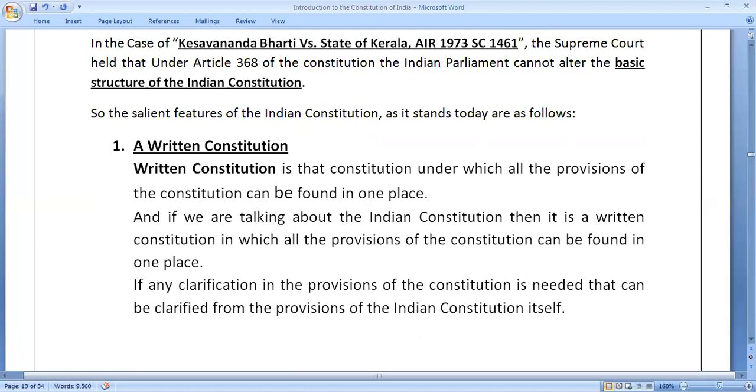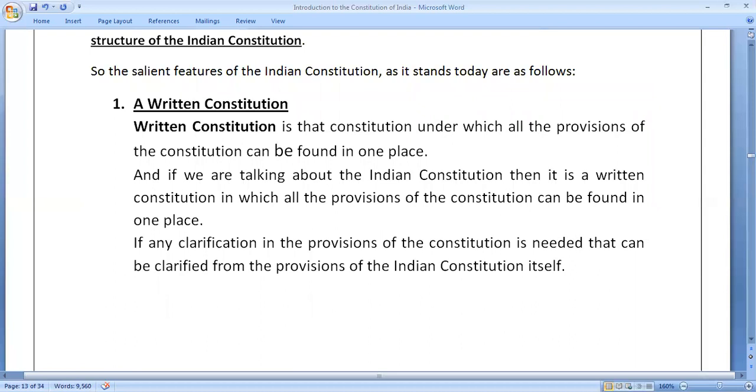If you need any clarification in any provision of the Indian Constitution, then that can be clarified from the bare act of the Indian Constitution itself. Whereas the constitution of the UK is an unwritten constitution in which all the information cannot be found in one place. But we are very lucky that we have our written constitution in which all the provisions can be found in one place in one bare act.